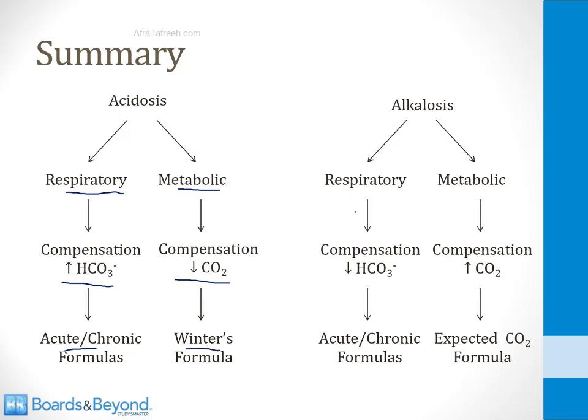For alkaloses, they're respiratory and metabolic. The compensation for a respiratory alkalosis is a decrease in the bicarbonate level, and there are acute and chronic formulas to determine if that compensation is appropriate. And then finally, in a metabolic alkalosis, the compensation is an increase in the carbon dioxide level, and there are formulas for the expected carbon dioxide change. And that concludes our video on acid-base principles.